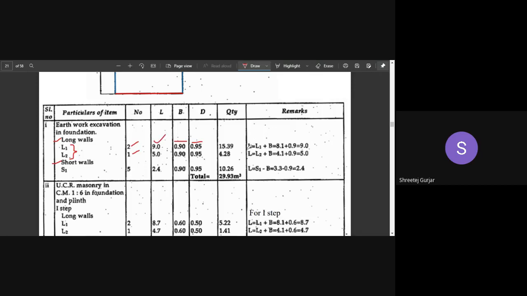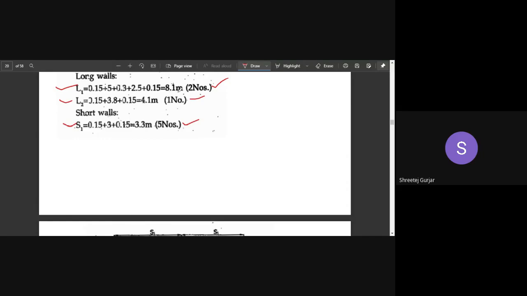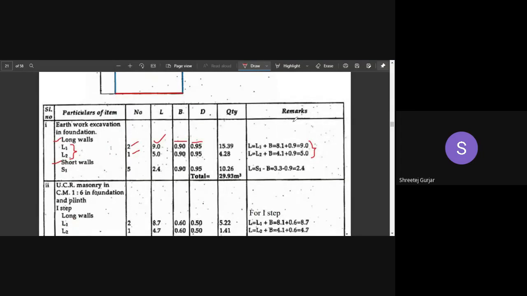You know how to calculate the length for a long wall. For center to center length, that is 8.1 and 4.1, we have to add our width. So for L1, center to center length is 8.1. We have to add one width, that is 0.9, so it will be 9 meters.